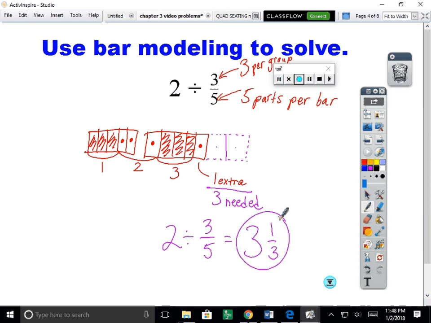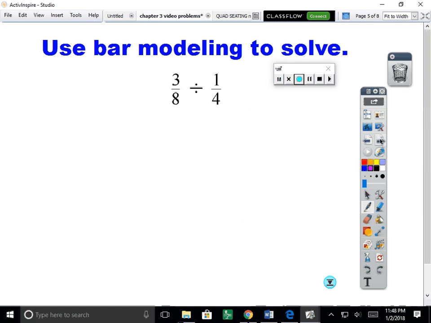Sometimes we'll get some leftover pieces, and that ends up looking like a mixed number, or the fractional piece of our mixed number. Interesting. And then sometimes we don't even start with a whole number. This one gets really complex because they tell me to start with 3/8. So I'm going to make my bar pretty big so I can show these 8ths to you.